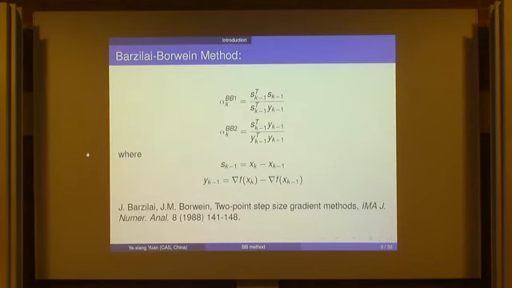But the method I'm going to discuss today is called the BB method, or Barzilai-Borwein. Professor Chen asked me, who are those guys? Borwein is a famous mathematician. Unfortunately, he passed away about 2 years ago at the age of 61 or something like that. So he was very, very young. He was the president of the Canadian Mathematical Society.